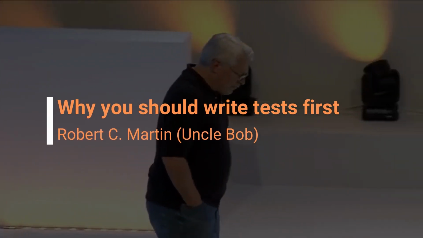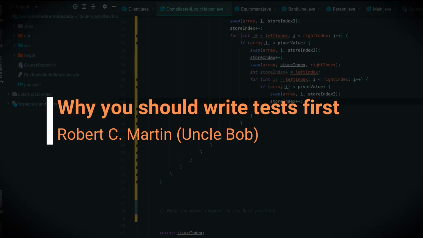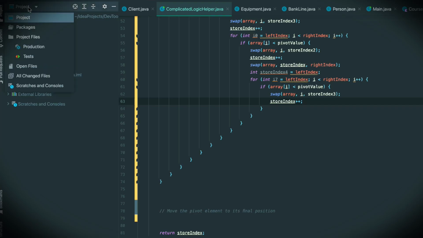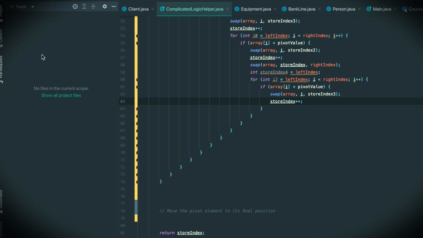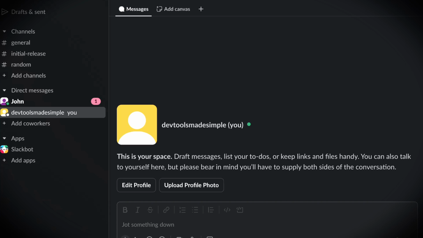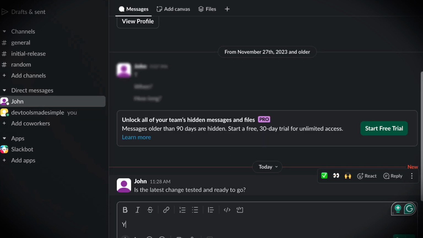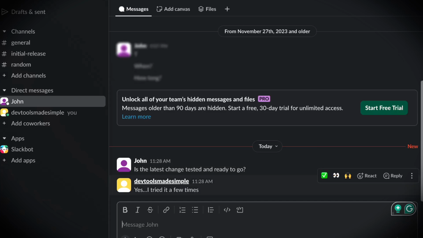How many of you have written unit tests after the fact? How much fun is that? It's not fun. Why isn't it fun? Because you already know the code works. You tested it manually. So why are you writing those unit tests after the fact? Because somebody told me I had to.